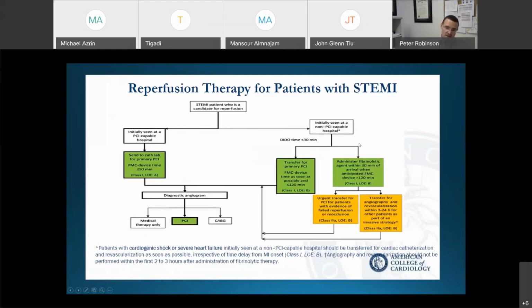We'll talk about this because this is going to be on your boards. But in general, you transfer that patient from that outside hospital if your first medical contact to device time is less than 120 minutes. If it's not, because you're in too rural of an area or your system is not set up to handle these patients, then they're going to get lytics, and then you transfer them out. I know we don't see that here, but lots of places throughout the country do this because it's a pretty big country. You have to know this for the boards, as well as maybe for your future career.